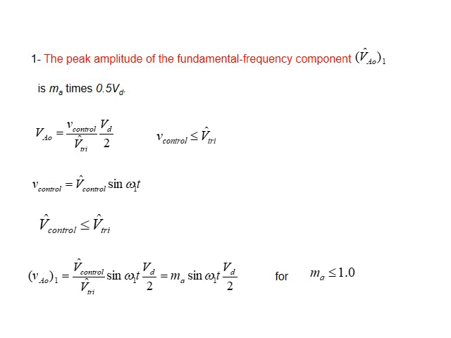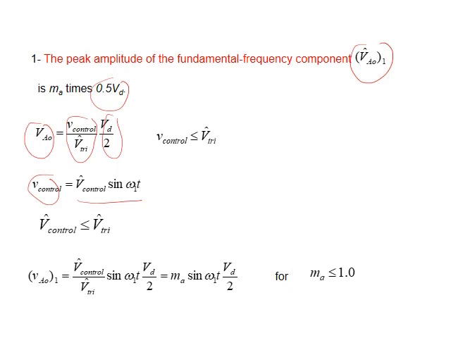Now, what about the peak magnitude of the fundamental frequency component? How can we deal with it, and how does it affect my output? My output in the previous one, the linear modulation, when MA is lower than 1, is equal to VD over 2, as I explained. Have a look. The output voltage is V control over V triangle, because through this we control, by VD over 2, as we mentioned. But V control is a sinusoidal waveform.